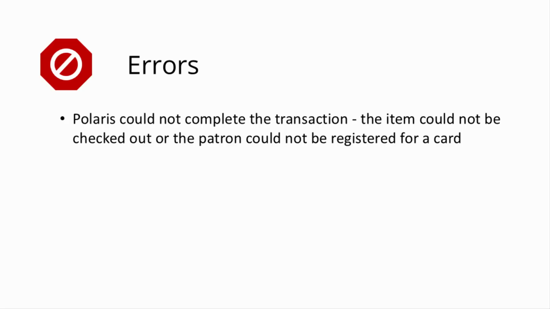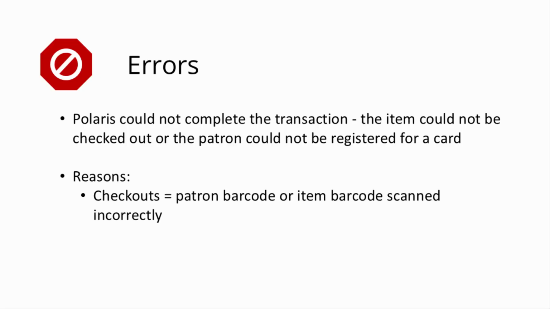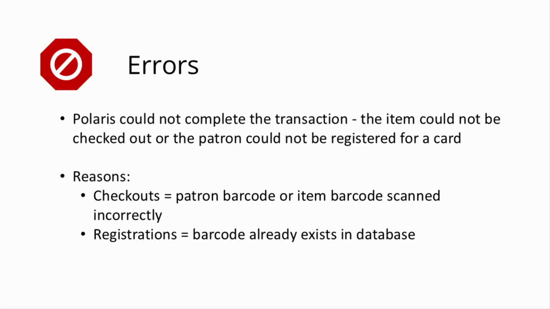Errors mean Polaris was not able to complete the transaction, so the item could not be checked out to the patron, or the patron was not registered for a card. The most common reason for an offline error is that the patron's barcode or the item barcode was incorrectly scanned and could not be matched to a record. If registering patrons, a registration will error out if the new barcode already exists in the system.